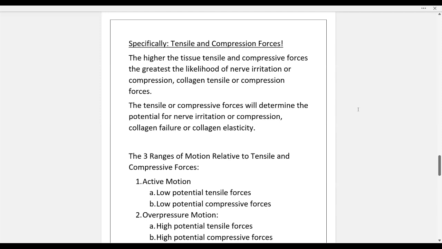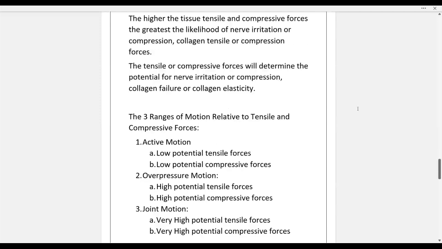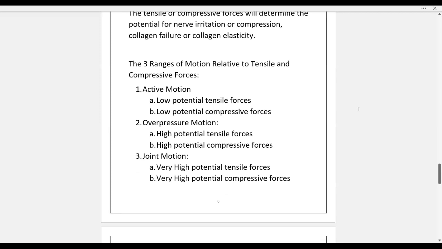So we've got to be aware of three major categories, right? Pain. Why does the patient have pain or no pain, in neutral or non-neutral, and in what range of motion? Why? And then we have to pay attention to the strength of the tissue and the elasticity of the tissue. So we've got to be able to explain that. Okay, so here we go. We're going to look at the three ranges of motion relative to tensile and compressive forces.